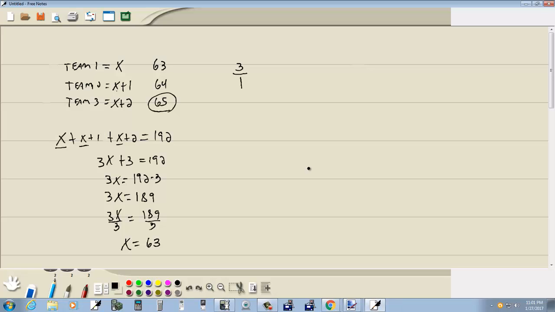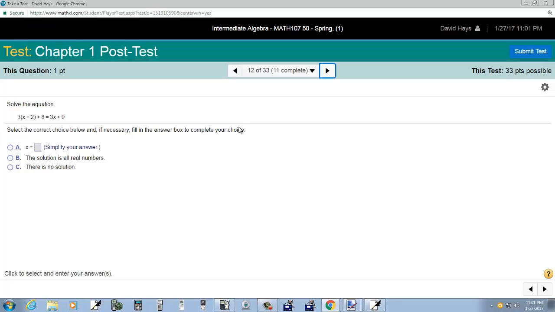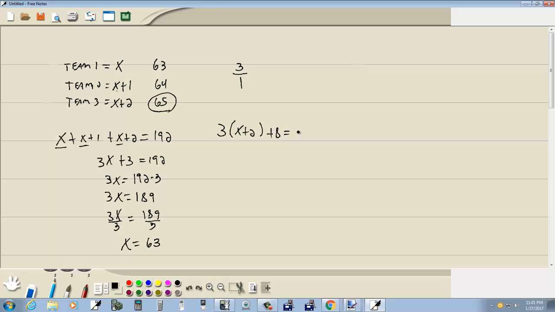Solve this equation. Okay, so we got 3 times x plus 2, plus 8 is equal to 3x plus 9. Okay. First step, get rid of parentheses. We do have parentheses here, so I use the distributive property. I'm going to take 3 times x, which is 3x, 3 times 2, which is 6, plus 8 is equal to 3x plus 9. Always combine numbers at a step. 6 plus 8 is 14, equals 3x plus 9.